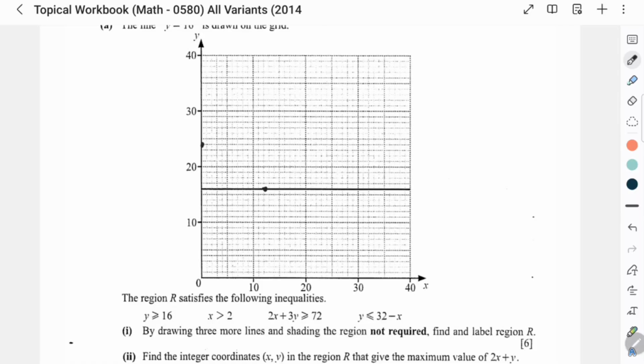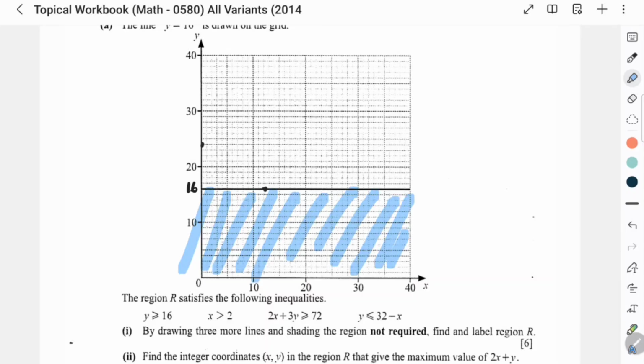So here the first one is already drawn. It is y equal to 16, this one. Y is greater than or equal to 16, so you will shade below the line. So this is your region.